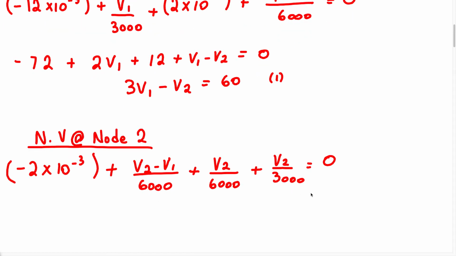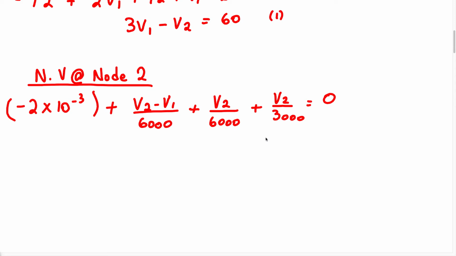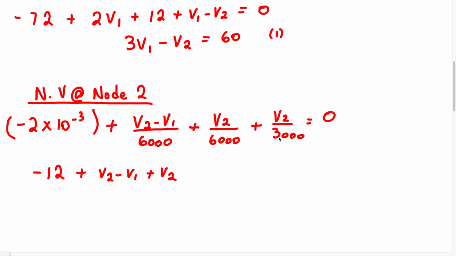Now we're going to simplify this to get rid of these denominators. We know that LCD is going to be 6,000, right? So we're going to multiply each of the terms by 6,000. When we do that, we're going to get negative 12 plus V2 minus V1 plus V2. Now we know 3,000 can go into 6,000 two times. So we're going to have plus 2V2 equals 0. Now when we start to simplify this, we're going to get negative V1 plus 4V2 equals 12. Now this is going to be our second equation. And this is going to be the node voltage equation at node 2.